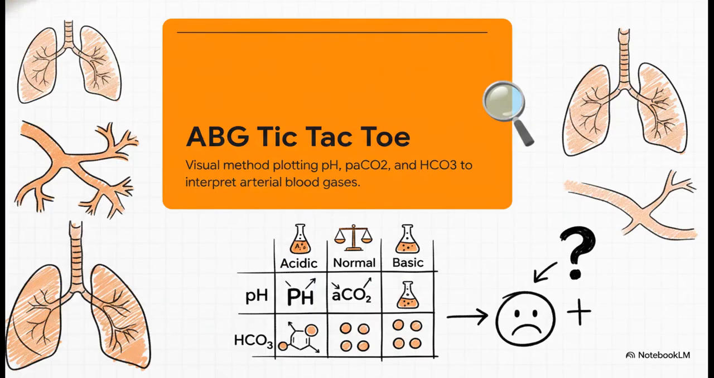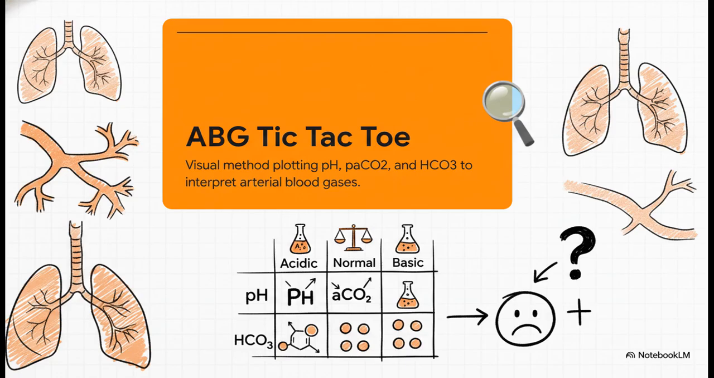So when a patient's breathing goes south, we look at their arterial blood gases. But let's be real, staring at raw numbers during a chaotic emergency can be super overwhelming. That's where the ABG tic-tac-toe method comes in. It's a clever visual trick nurses use to rapidly decipher the data.